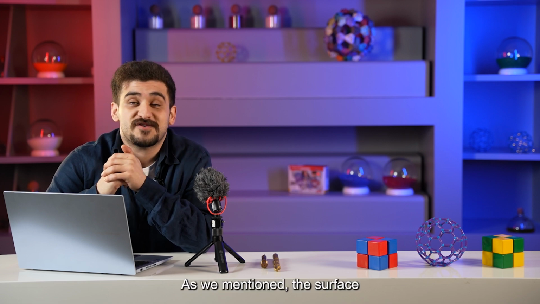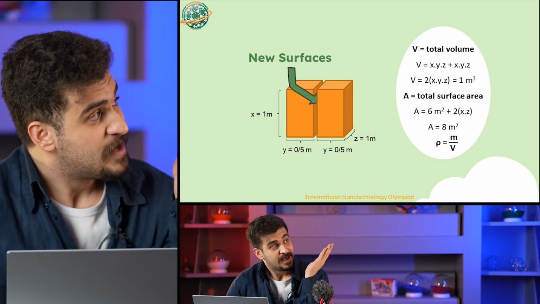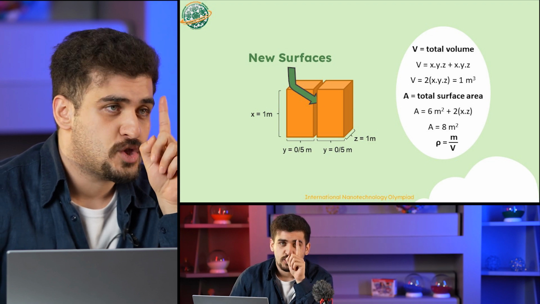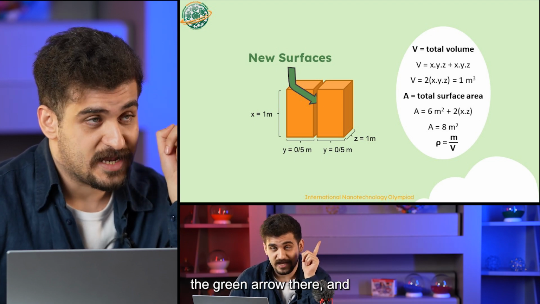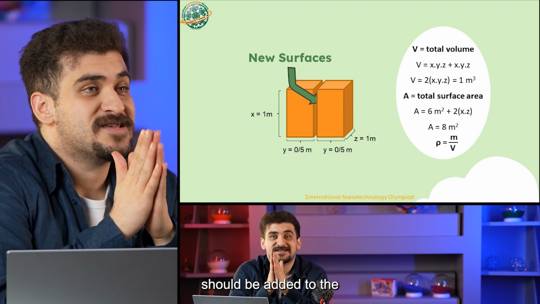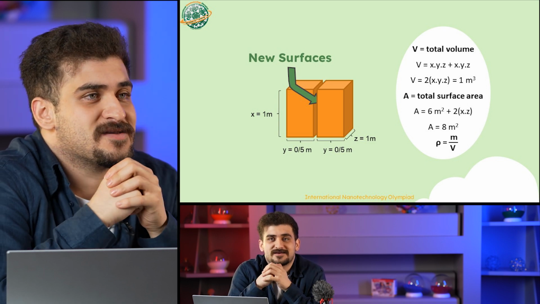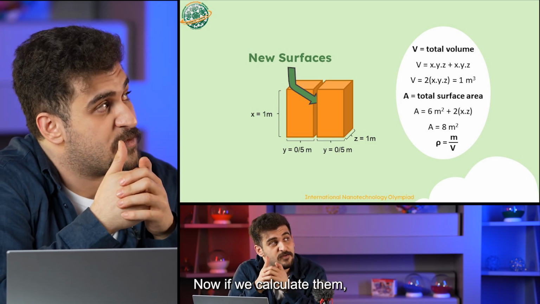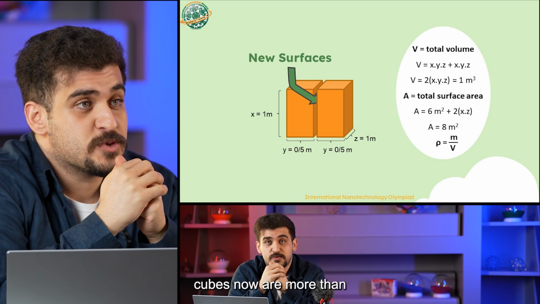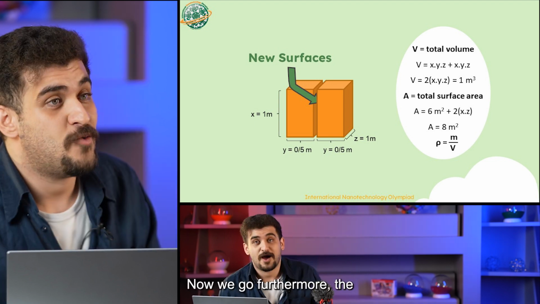So what will change here? As we mentioned, the surface area is changing. Let's divide it into 2 pieces. As you can see, the total volume stays the same, but we have 2 new surfaces indicated by the green arrow there, and those surfaces should be added to the previous surface area in total. What was the number? 6, correct. So we have 2 new surface areas. If we calculate, we'll realize that the total surface area of these 2 cubes is now more than the previous one. Now we go further.